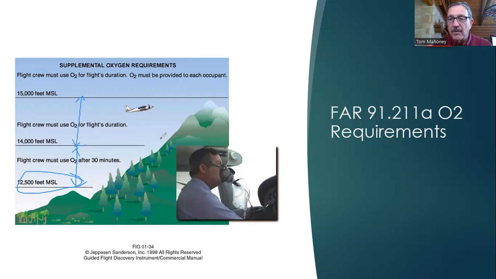This of course is an unpressurized aircraft, so this is what you're going to be doing in your Cessna 172. Since it's unpressurized, you should always be using oxygen above 14,000 feet to 15,000 feet. Above 15,000 feet becomes a little bit more complicated. The flight crew must, of course, always use oxygen, but now oxygen must be provided to the other occupants of the aircraft. So do they have to use it? No, they're not at the controls, but it must be made available to them.